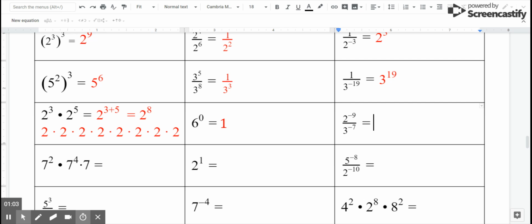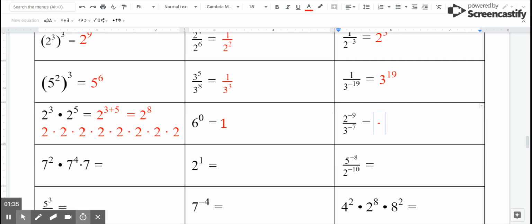The next problem, 2 to the negative 9th over 3 to the negative 7th. What we need to do in order to make these powers positive is essentially switch their locations. Using the same strategies that we've used in the above two problems, I need to apply the rules of negative powers, which say that if I have a negative exponent and I want to make it positive, I just switch the location of where the exponent is, meaning if it's in the numerator, I put it in the denominator, and if it's in the denominator, I put it in the numerator.